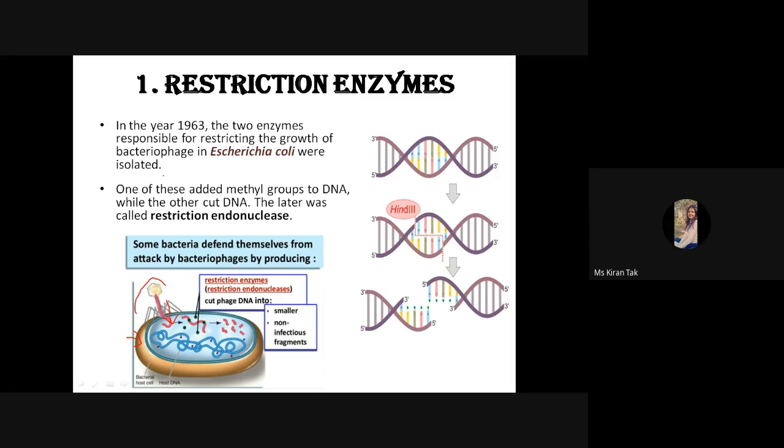And the restriction endonucleases are the enzymes that have two major roles. The first is the addition of the methyl group, and the second is the cutting of the DNA. So the methylation is necessary so that it cannot cleave its own DNA, and it will cut the foreign DNA. So here in this figure, Hind III is cutting the foreign DNA, and it cleaves the DNA into two parts and makes the fragments.